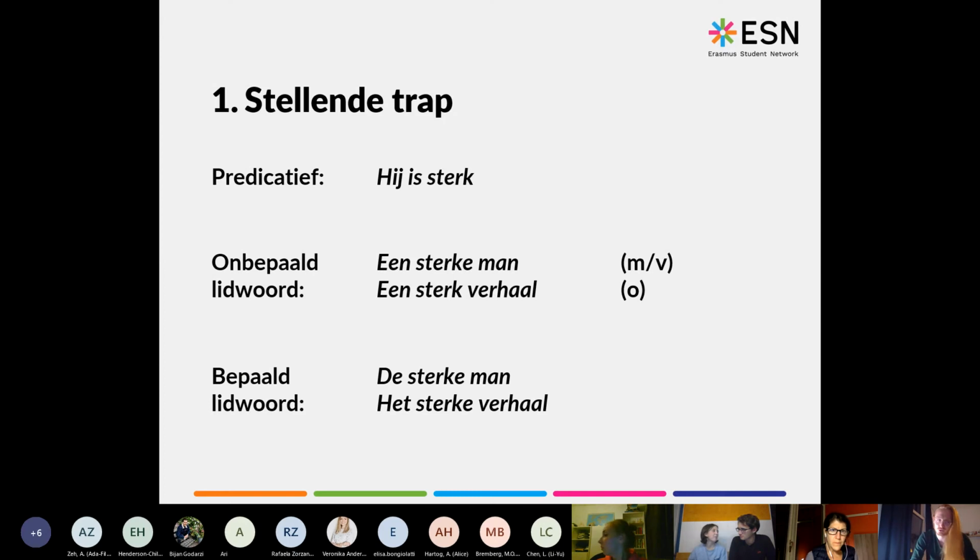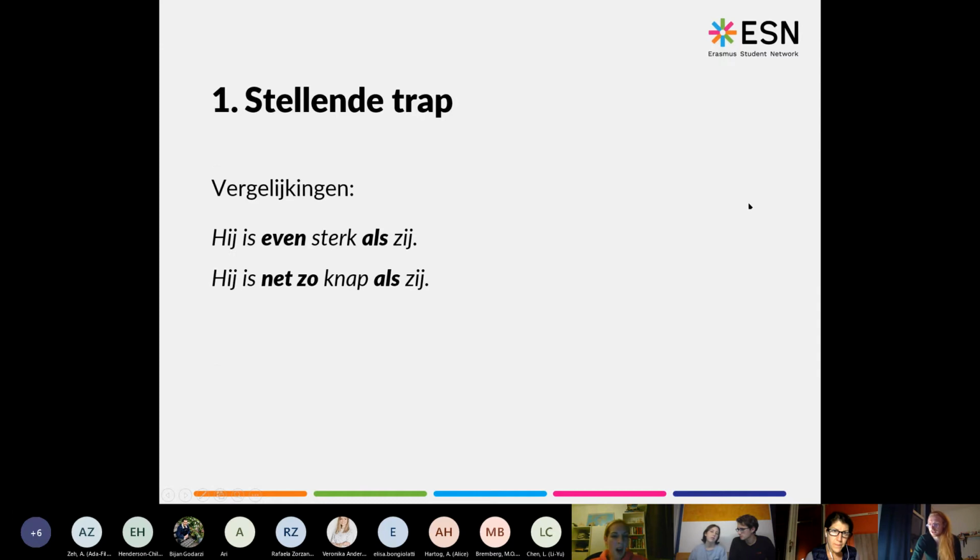So we have the first one, we just talked about this, the stellende trap, the stating step. So we just state whatever. You can say it predicatively again: he is strong, a strong man, a strong story, or tall story, you would say in English, or the strong man, or the tall story. We just went over this.